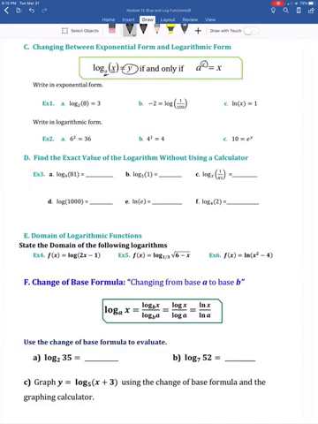And remember, x has restrictions. It must be a number greater than 0. a is a base that's greater than 0, not equal to 1. Now, to help us with this definition, let's do some examples. It says here to write the following in exponential form. All right, so for example, log base 2 of 8 equals 3.